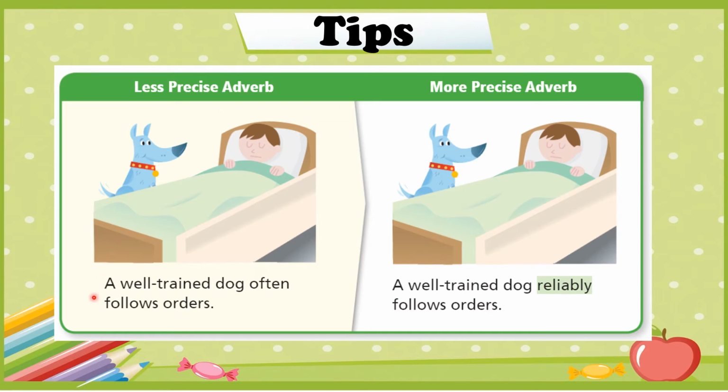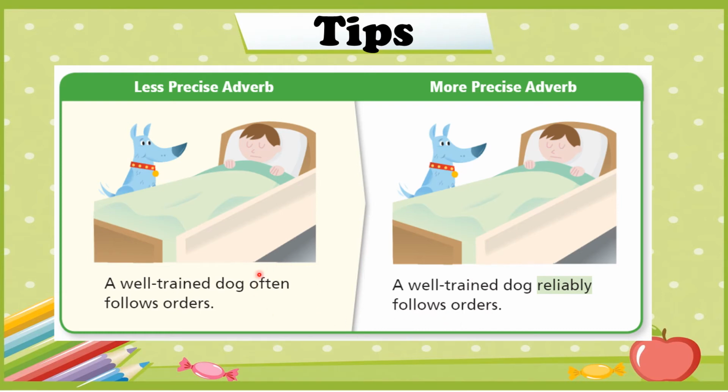A well-trained dog often follows orders. So what is your adverb in here? You have the adverb often, which is describing the verb follows. But you can better state your sentence by using a more precise adverb, as in this example. A well-trained dog reliably follows orders. So what is the difference between the two?